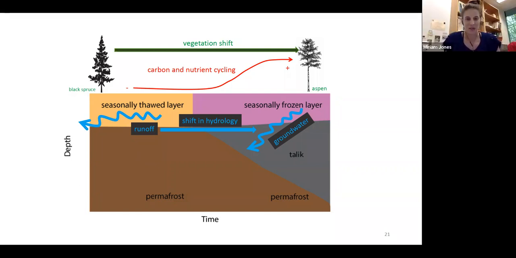I'll just ask a quick question. You mentioned that one of your sites is at the Bonanza Creek LTER, and I'm assuming, since you mentioned it was black spruce, it's in the lowland area that has fairly thick peat deposits. I'm wondering what role the substrate of the soil underneath plays in the rate of talik formation or potential for talik formation to occur.